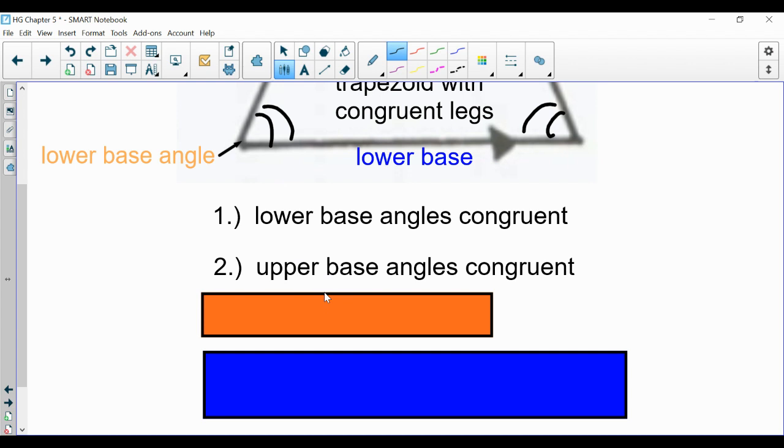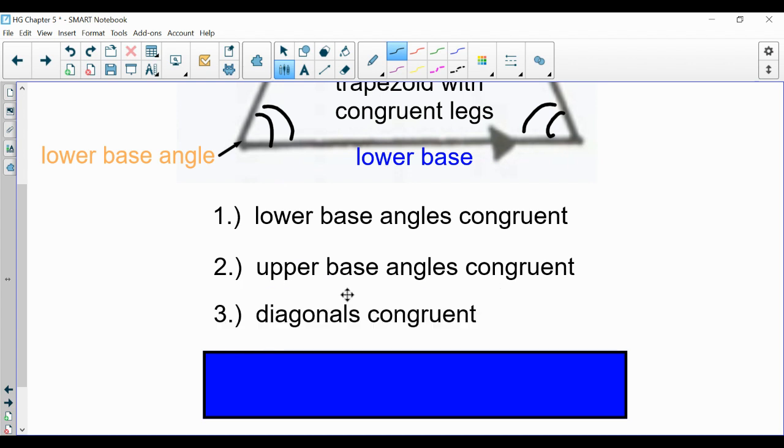Same with the upper base angles; they are also congruent, and that's actually how I marked up the diagram. Then something interesting is that our diagonals are congruent. You'll notice though that I do not say they bisect each other. That is a parallelogram property, the bisecting. Diagonals being congruent though, yes, that's true for rectangles, but it's also true for isosceles trapezoids.